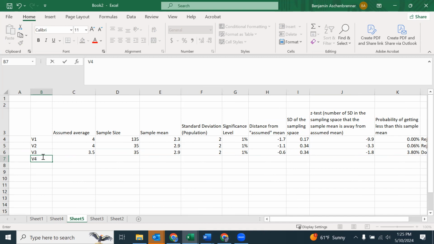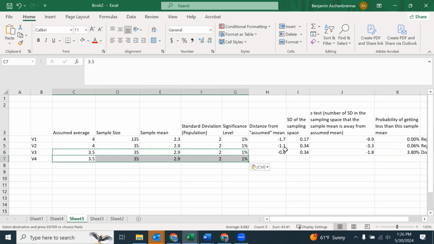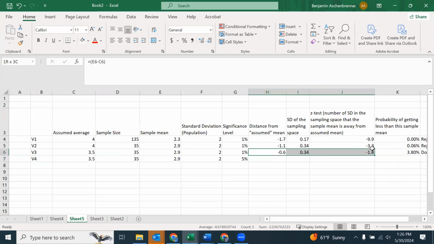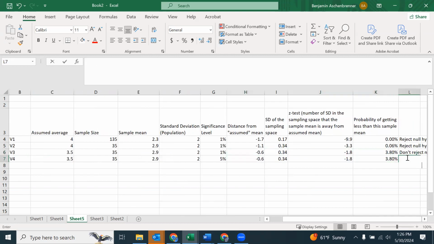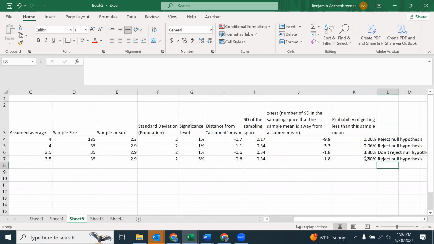So I just want to point out that if I had those same numbers, but I changed my significance level to 5%, then nothing changes in the calculations, but what changes is I'm back to rejecting the null hypothesis because the 3.8% is less than the significance level, and therefore I feel confident that I can reject it.